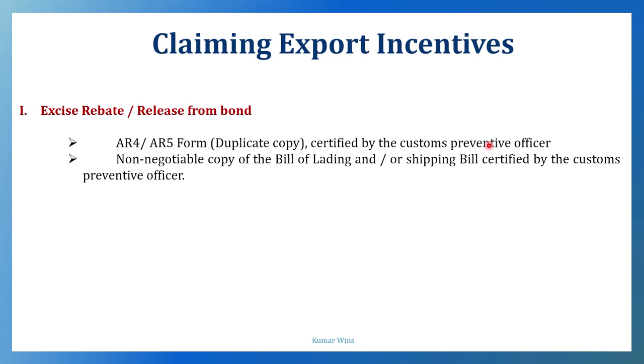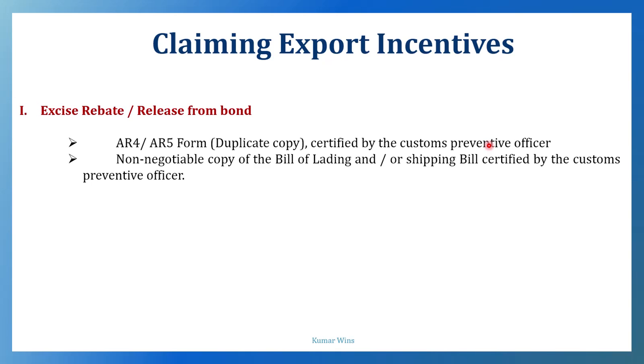Next is about claiming export incentives. We discussed the processing of an export order at the pre-shipment, shipment and post-shipment level. Now we will discuss the process of claiming export incentives. One is the excise rebate. After completing the post-shipment formalities, the CFA will file the following documents with the Maritime Central Excise Collector or Jurisdictional Assistant Collector, which we call JAC, of Central Excise, for claiming the refund of excise duty, or for obtaining the release from bond, depending on the case.